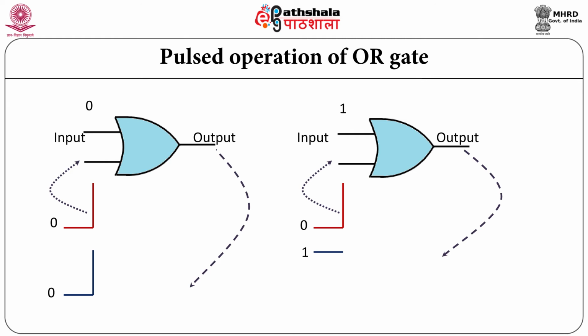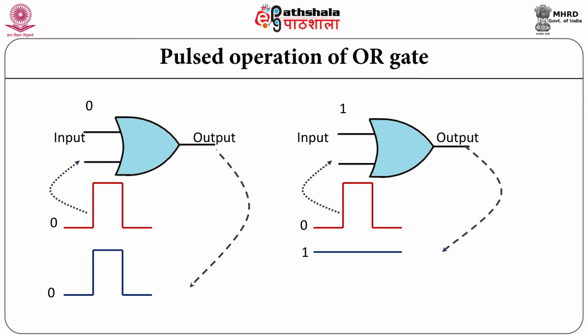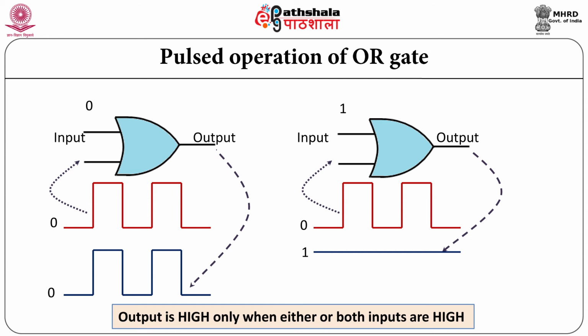As it is seen from the waveform, the OR gate with one of the inputs at logic 0 transfers the input waveform at the other input to the output, and when the OR gate receives logic 1 at one of the inputs, by default the waveform is blocked, not allowed to pass, and the output is at logic 1. Thus, we can comment the output of OR gate is high when either or both the inputs are high.